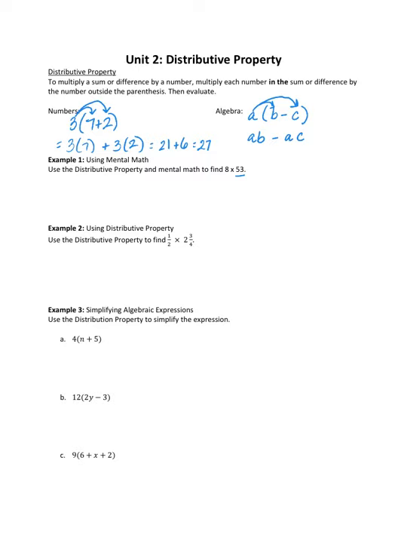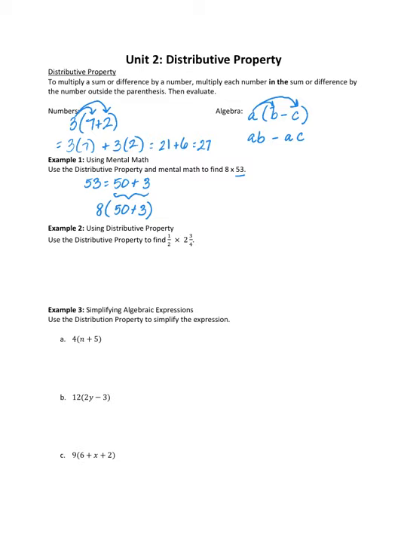So what we're going to do here is break 53 to be 50 plus 3. Now remember, all of this is being multiplied by 8. So 8 times (50 plus 3). This helps us to be able to do a lot of mental math. Breaking up numbers with addition and subtraction helps us when we don't have a calculator or can't use a calculator.